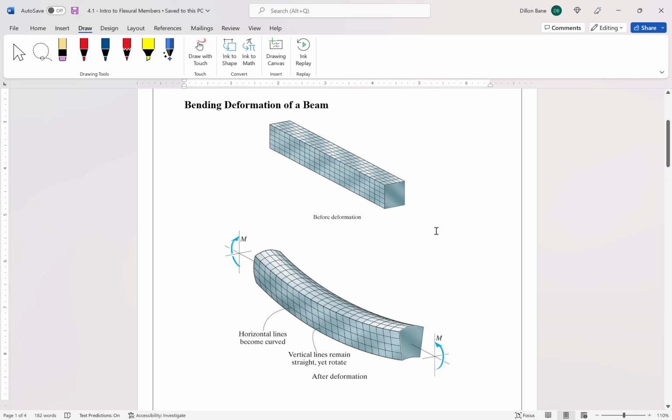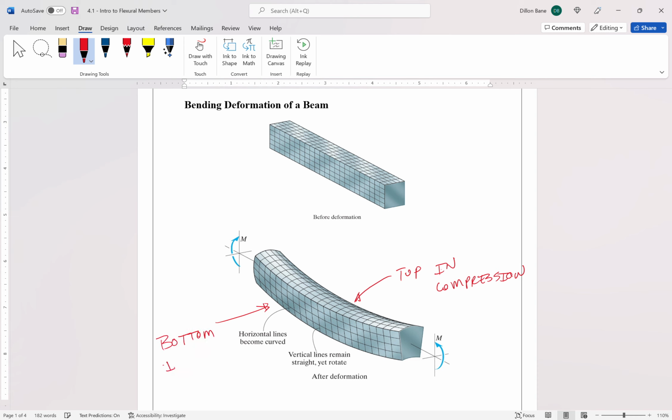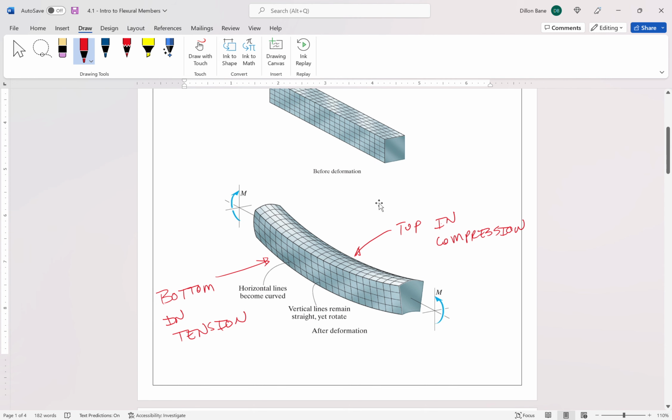So in class on Tuesday, we started section 4.1, where we had this rectangular beam before and after deformation, and we applied these end moments to this beam and forced it into a smiley face bending orientation. The key takeaways were that the top was in compression, and that the bottom was in tension, the way that we bend this out.